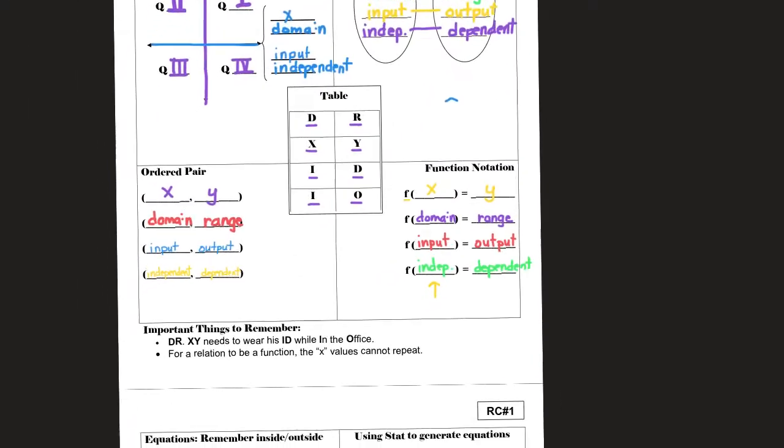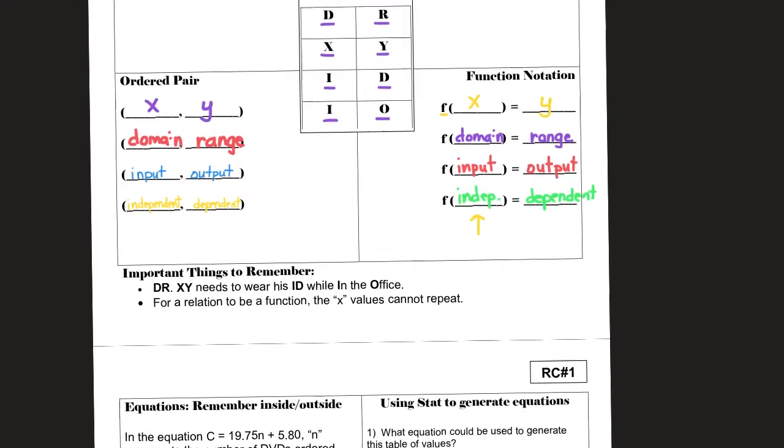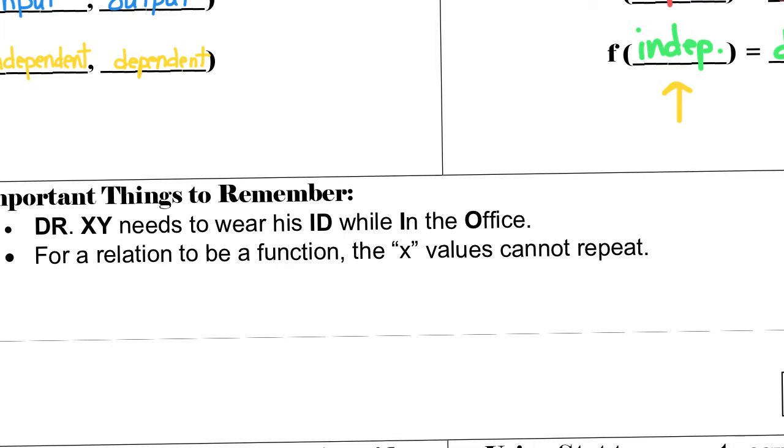Now here's one of the most important things on this page. For a relation to be considered a function, the x values cannot repeat. So keep that in mind.